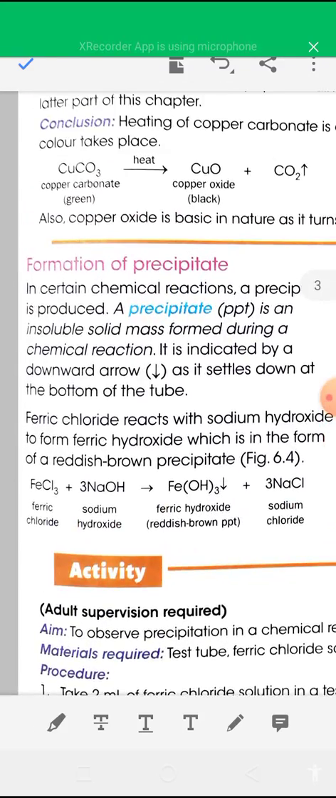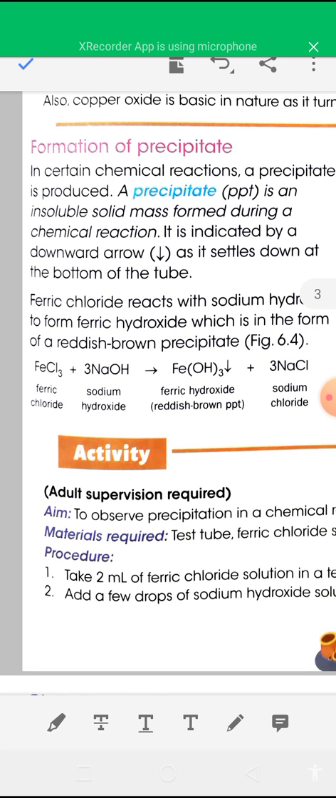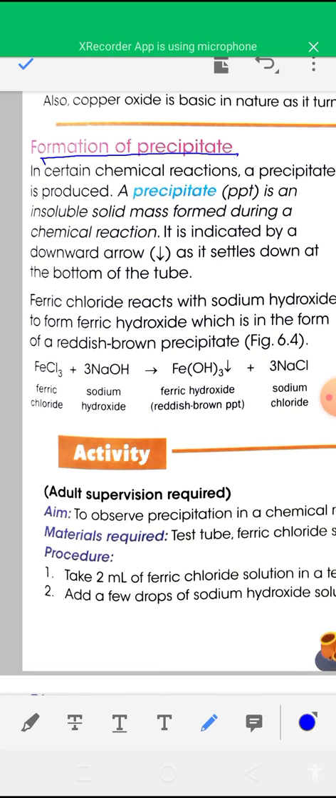Next characteristic is formation of precipitate during the chemical reaction. First you have to know what a precipitate is. You have already studied in class 7. A precipitate is an insoluble solid product formed during a chemical reaction. In certain chemical reactions a precipitate is produced, and the formation of precipitate is indicated by a downward arrow.